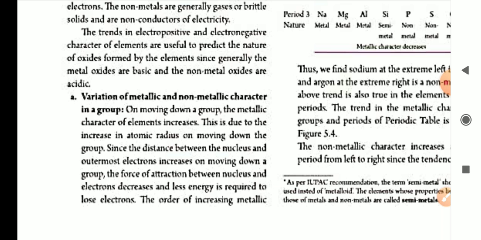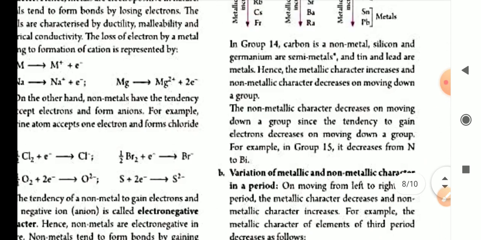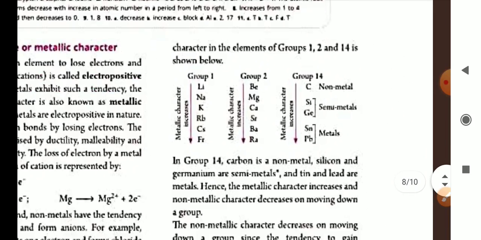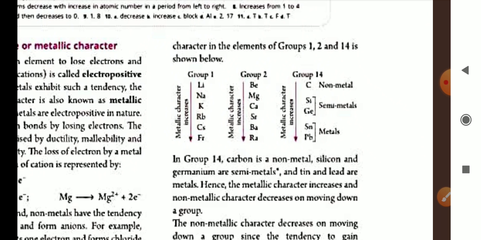As there is more distance between the nucleus and the outermost shell, the outermost electron is loosely bound in the element. So that's why it can lose electrons very easily. The force of attraction between the nucleus and the electron decreases, and less energy is required to lose electrons. The order of increasing metallic character in elements of groups 1, 2 and 14 is given below.